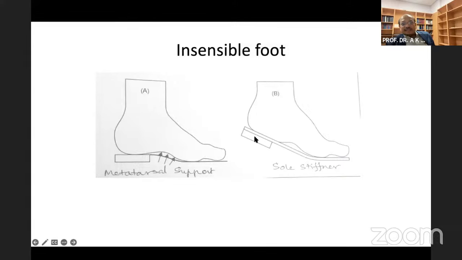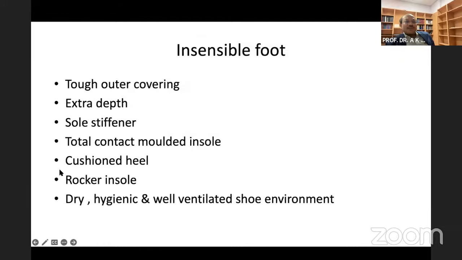And under that, another important thing is that a sole stiffener is used. What is the function of the sole stiffener? Because of the sole stiffener, no external pressure is transmitted from the outside to the inside, because the skin is insensible. If some pressure is coming from the outside, there is a possibility of ulcer. So there is a total contact molded sole, and this sole stiffener should be added on that. So in the insensible foot, what are the characteristics of the boot? It should have a tough outer covering. Purpose is the same: no external pressure will be transmitted to the foot. Extra depth shoe, because we don't want the foot, toes, and parts of the foot to become compressed.